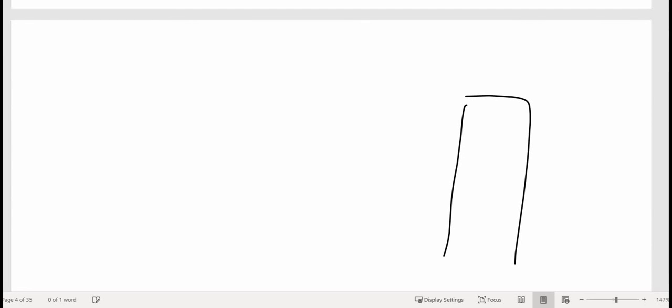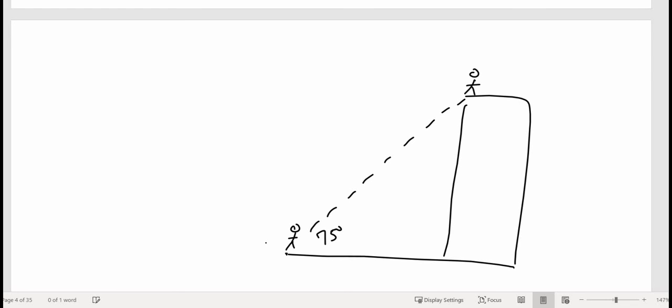Let's say you've got a building, okay? And you've got somebody standing on top of it. Now let's say you've got somebody standing down here, so many feet away. Right? Let's say they look up at this guy, and it's a 75-degree angle of elevation. Right?